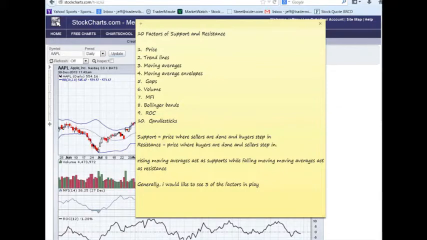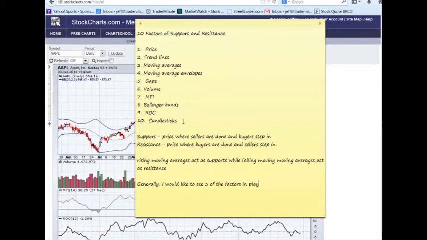When we only have 1 factor in play, that can easily break. It's not going to take much for that level of support or resistance to change. But when we have 3 or more of the factors in play, we have a much more reliable level of support and resistance.